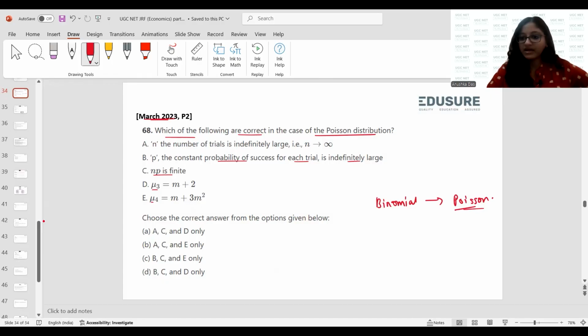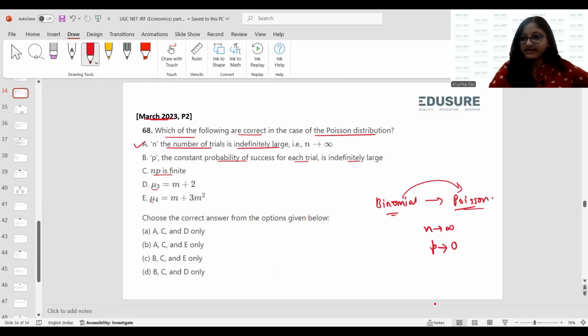Do we know this? The binomial distribution's limiting case will be the Poisson distribution if certain conditions hold. What will be those conditions? First, the number of trials goes to infinity. The constant probability of success must go to 0. So the first option is right.